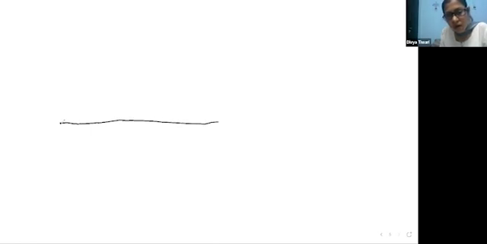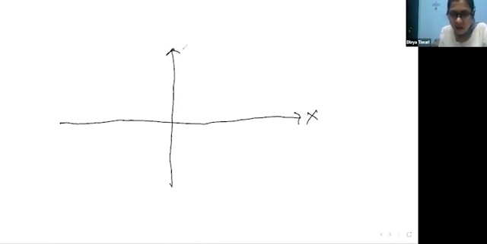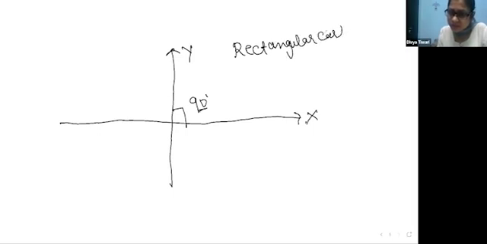This horizontal line is known as the x-axis and this vertical line is known as the y-axis. When the horizontal line and the vertical line intersect each other at an angle of 90 degrees, then this is known as the rectangular Cartesian system. If you are still not clear what this is, then go back to your 6th, 7th class.